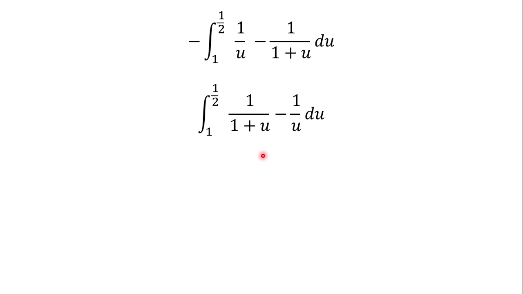Alright, so now let's integrate. What is the integral of 1 over 1 plus u? That is natural log absolute value of 1 plus u, minus. Now what is the answer to this one also? This one also will give us natural log absolute value of u.